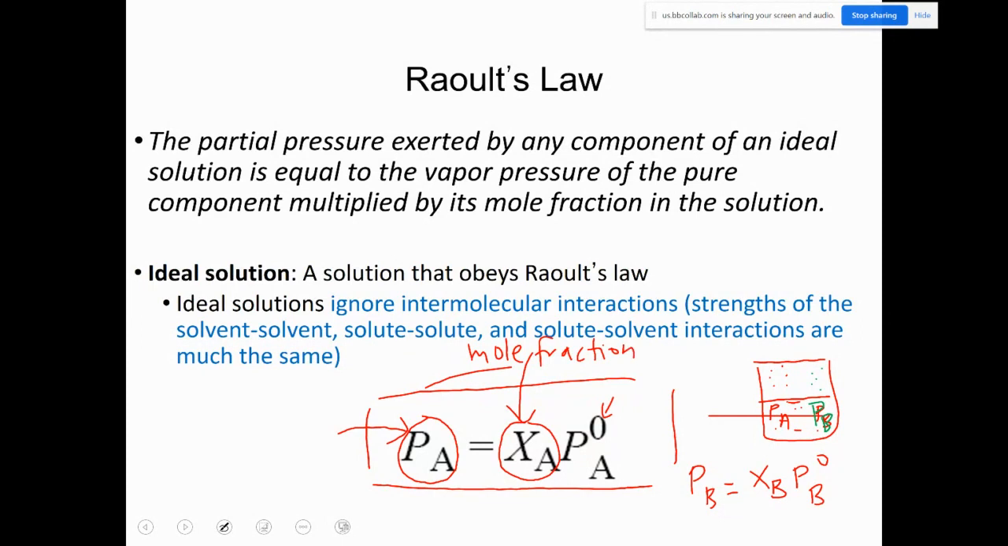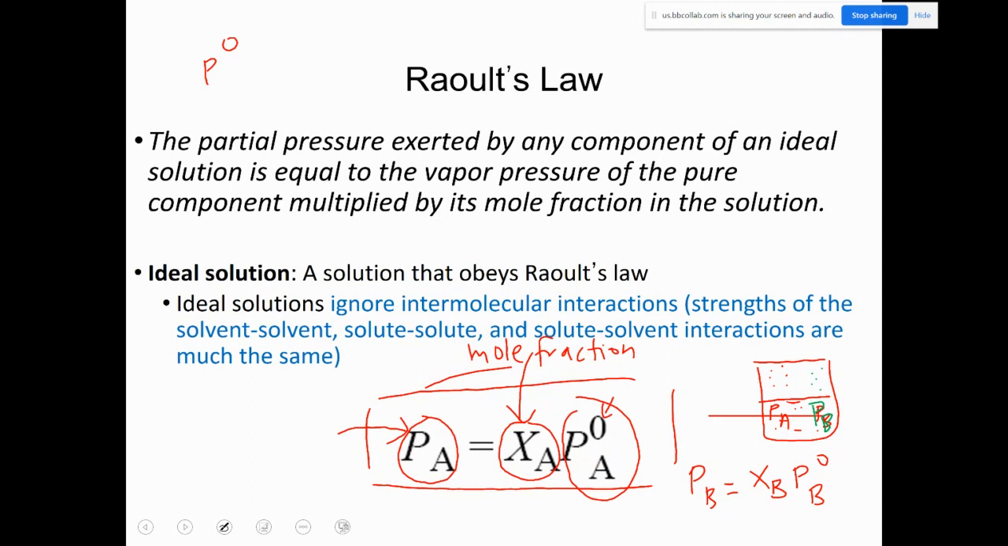That means the partial pressure of A above the solution equals the mole fraction of A times this right here, which is the vapor pressure of pure component A. So anytime you see this dot, they are trying to refer to the pure component, all right?